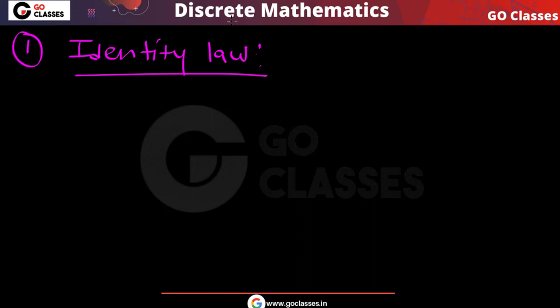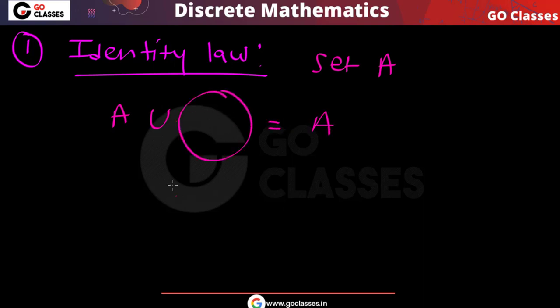Basically this identity law says that if you have a set A, then what should I union with A so that I definitely get A? Yes, that is phi. A union phi is A. Similarly, A intersection what, so that I get A? I should put the universal set. This is the identity law: A union phi is A, and A intersection universal set is A.